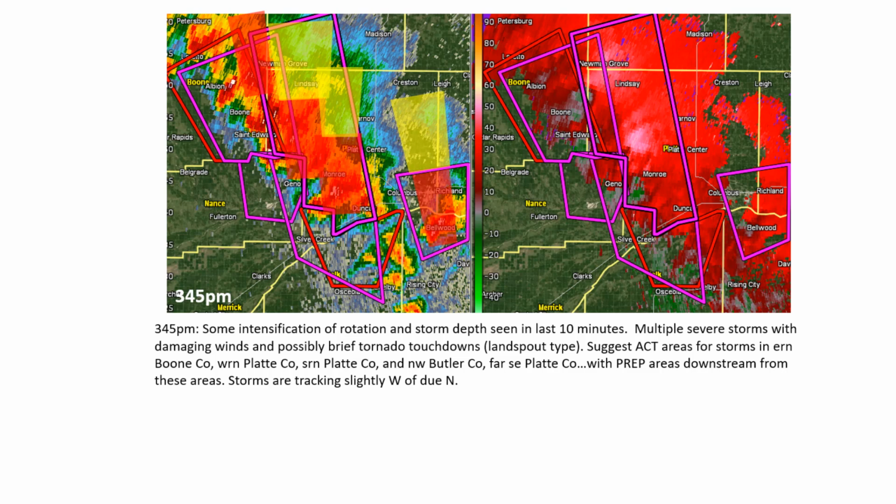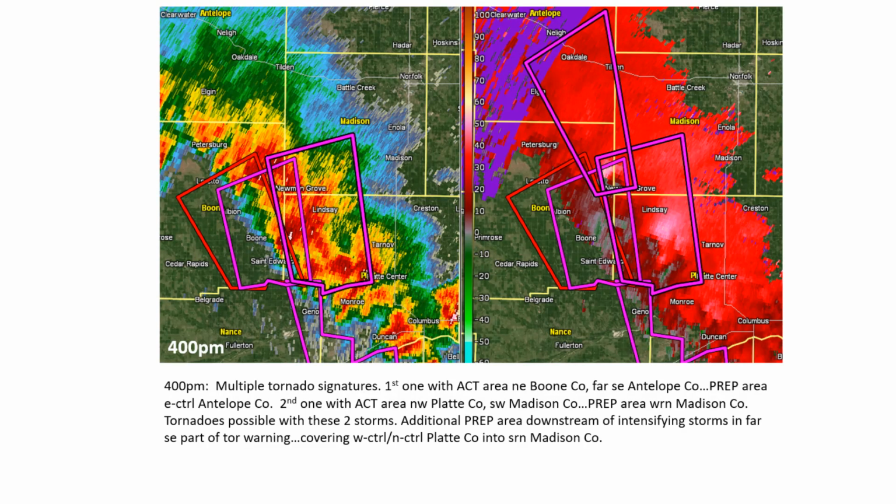scenario of warning polygons. At 4 p.m., we now see multiple potentially tornadic signatures on the velocity data on the right for these storms. And so the action areas, which are shown here, we actually have 2 of them related to 2 potential tornadic signatures, as well as the threat of wind damage. Those action areas are shown in the red shade, with the yellow shade being the longer lead time prepare areas further downstream, given the potential for the threat to continue beyond the next 30 minutes.